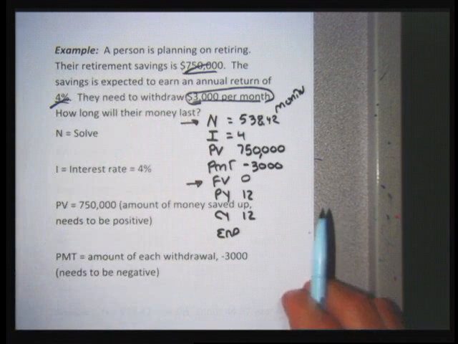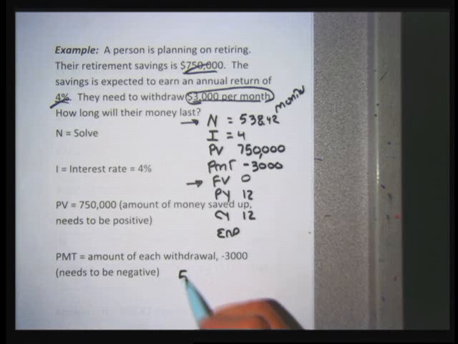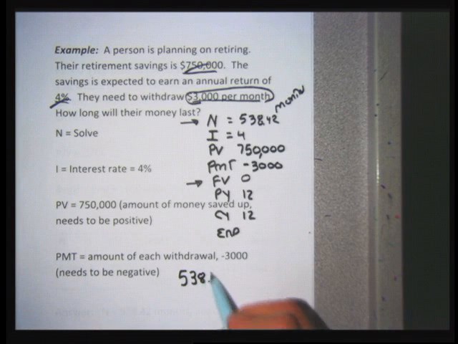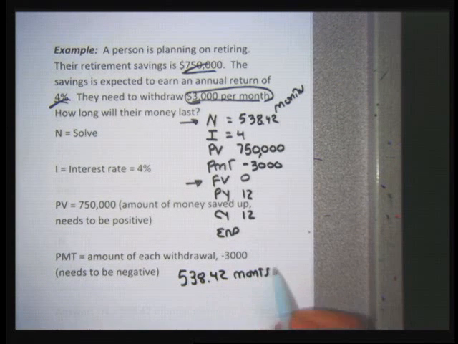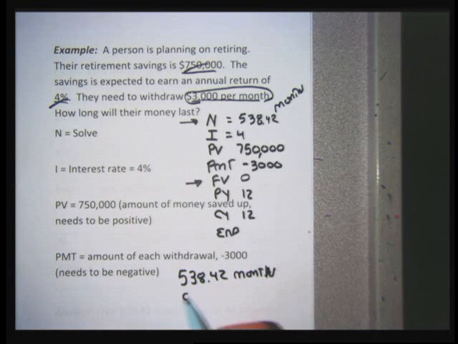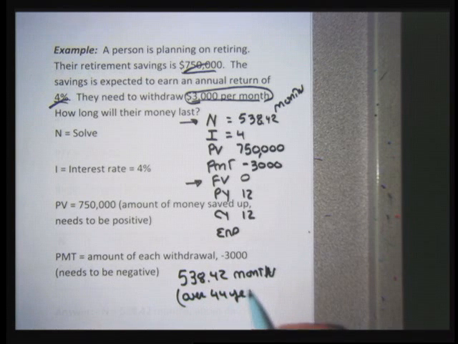So for an answer to this, it's 538.42 months, or over 44 years. So that person probably could take out more from their account, or they'll likely have money left over for somebody to inherit.